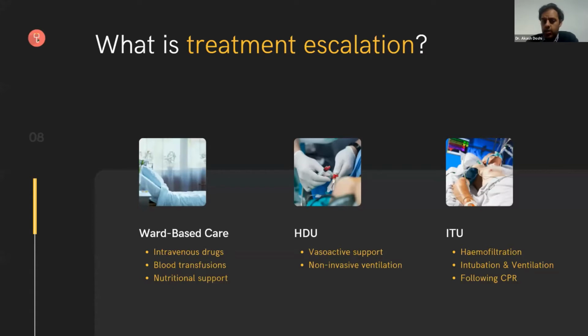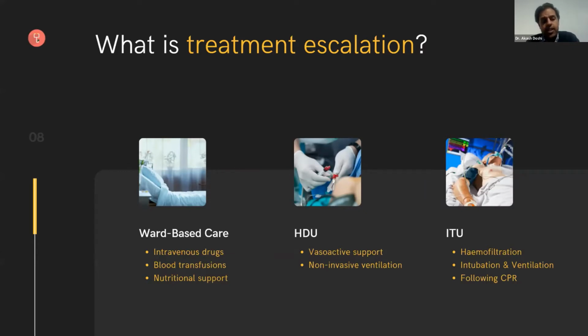Finally, if things still don't go well, we may consider escalating further to ITU. In ITU, these are some of the options that we might consider. We may think about haemofiltration, where we take over the job of the kidneys because they're not working. Or if our non-invasive ventilation isn't working, we may need to take over the breathing, at which point we might put a tube down the throat with a ventilator to take over that breathing completely.